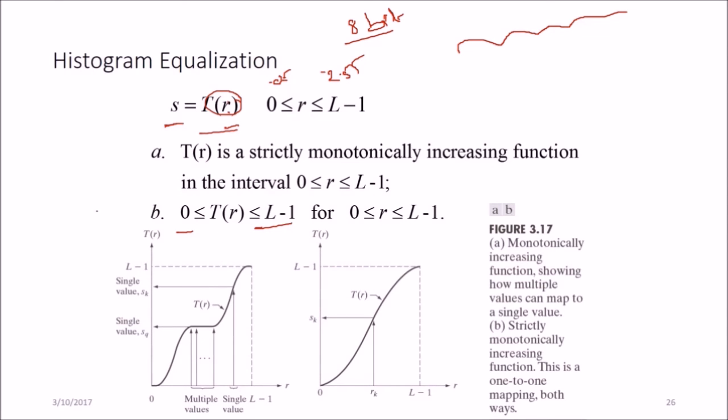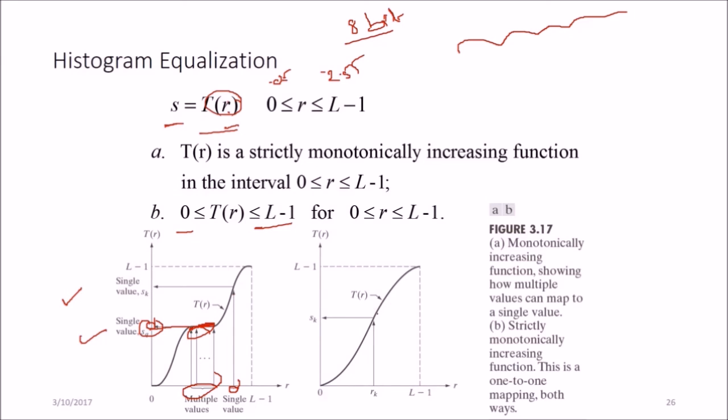So what do we mean by monotonically increasing? This diagram shows a monotonically increasing function. See, it is increasing, showing how multiple values can map to a single value. These multiple values point to the single value, right? So we have multiple values to a single value, and single value to single value, but multiple values can be mapped to a single value, and this is monotonically increasing.